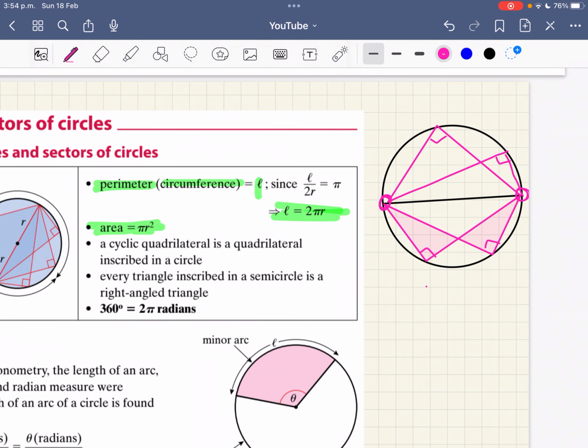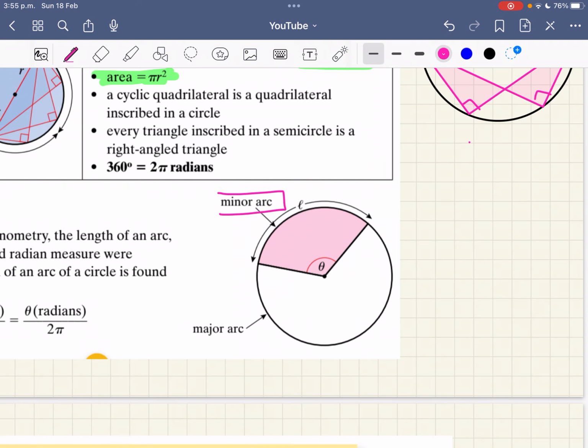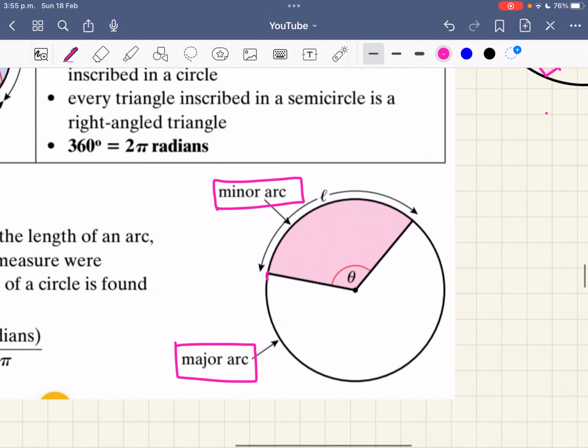Anyway, now 360 degrees is equal to 2 pi radians. You might know that from trigonometry. Pi is 180, so 2 pi is 360. And now, the arc of a circle. If we look at this diagram here, we have a minor arc. Minor is smaller, major arc is the bigger arc. You could call these 2 points A and B, and you'll see this in some of the questions. So you have an arc from A to B. Well, is it the minor, which is the smaller one, or the major from A to B?